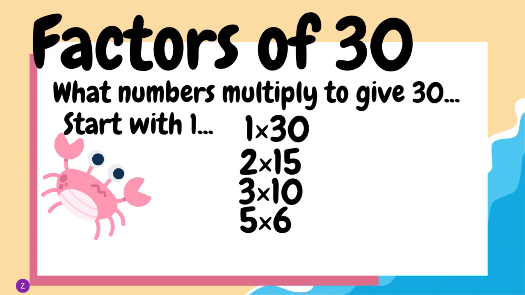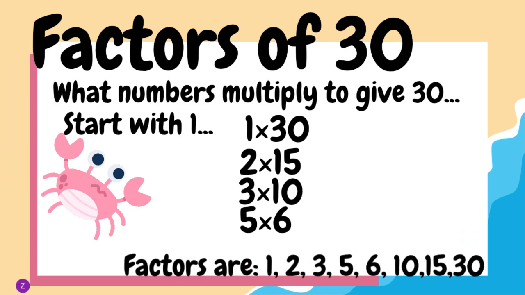To write down the factors of 30, that will be 1, 2, 3, 5, 6, 10, 15, and 30.